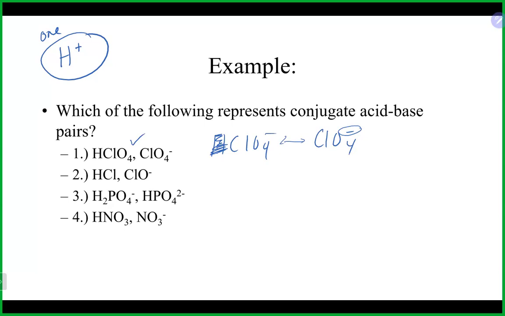You can also put the H plus on the guy on the right there, and you'll get the guy on the left. So as long as you could either take off an H plus from one thing and get the other guy, or put on an H plus, you will have pairs. Here we have on the second one, HCl and ClO minus. It definitely is a difference of an H plus, but the problem here is it's also a difference of an O, and this guy does not have an oxygen. That means that this is not a pair. Again, it can only be one H plus difference.